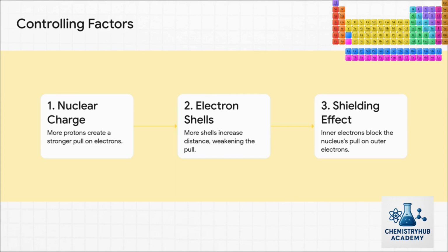So really, it all boils down to a balance of 3 main forces. First, you've got the nuclear charge, the protons, pulling the electrons in. Second, you've got the electron shells creating distance. And third, you've got something called the shielding effect. Just imagine the inner electrons forming a little crowd around the nucleus, kind of blocking its pull from reaching the outer electrons. These three forces are always competing, and that's what creates all the amazing trends we see.